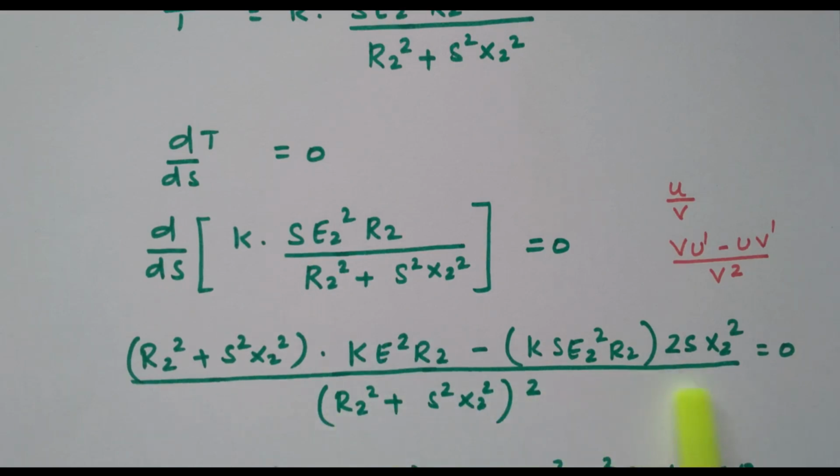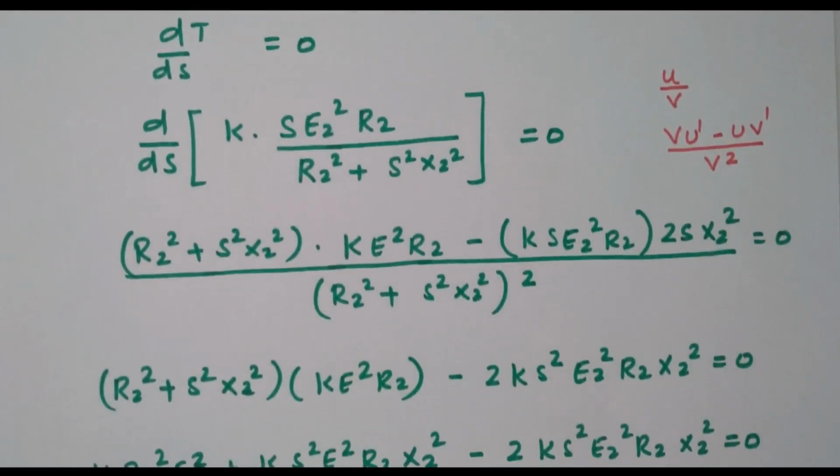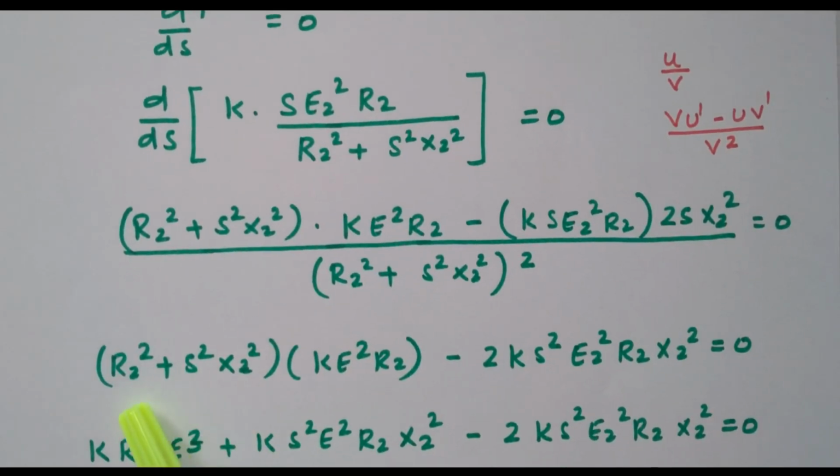Now we differentiated this equation. v u dash minus u v dash divided by v square. So this is u, this is v. After differentiation, while cross multiplying, this term becomes 0, right? So we only got this r2 square into s square into x2 square into k e square r2, minus this entire term 2 k s square e2 square r2 into x2 square, that is equal to 0.